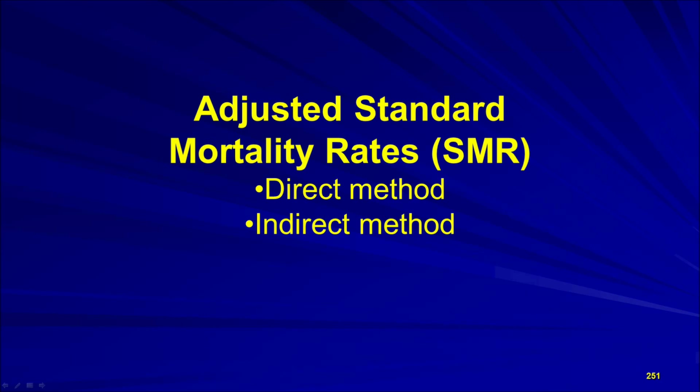And so you want to focus on the direct and indirect method of standardized mortality rates, or as they're known, SMR. Sometimes you'll see the word adjusted, and they are adjusted, and I'm going to tell you how we're going to adjust them. The direct method, we adjust the data in one way, and the indirect method, we adjust it in a different way. So I'll give you some clear criteria as to when you would use one versus another.